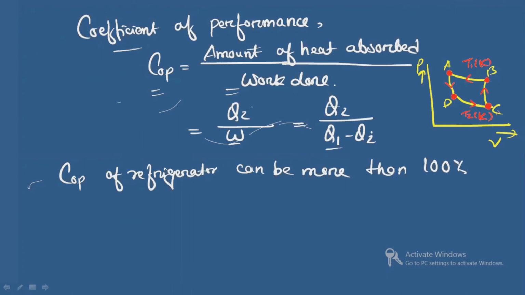So the coefficient of performance of a refrigerator can be more than 100%. But the efficiency of the Carnot engine cannot be more than 100%; it cannot be 100% efficient. Now, if you see the PV diagram of the refrigerator, it is working as the reverse of the heat engine. So the same graph will be there, but the arrow signs will be in the opposite direction because it is the reverse of the heat engine. Clear?